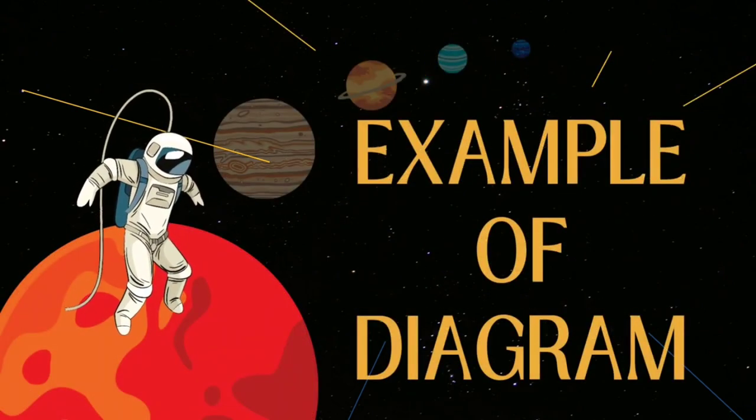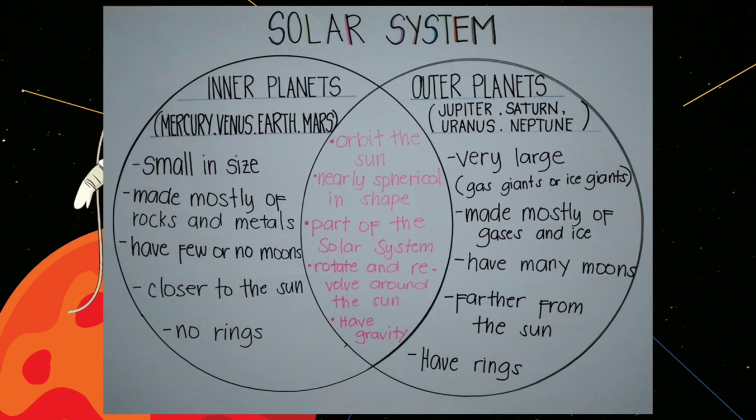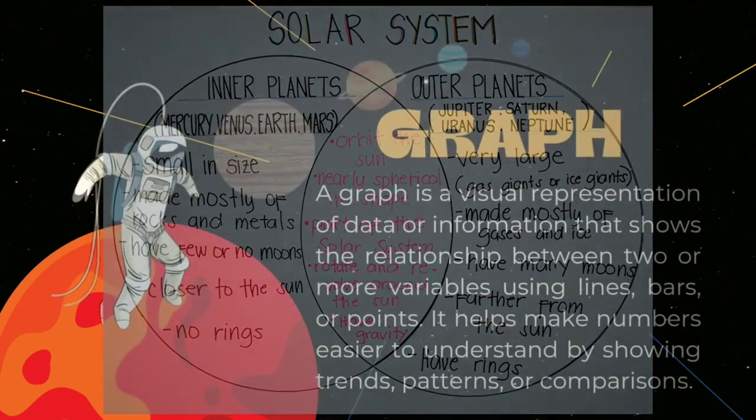Example of diagram. Here is a Venn diagram showing the differences and similarities of inner planets Mercury, Venus, Earth, Mars and outer planets Jupiter, Saturn, Uranus, Neptune.